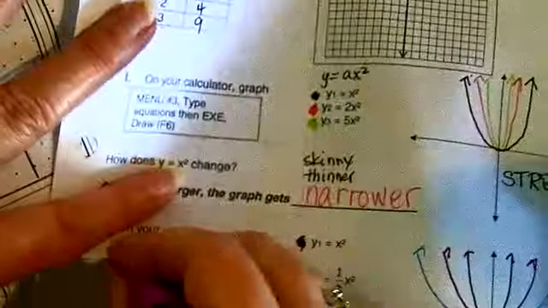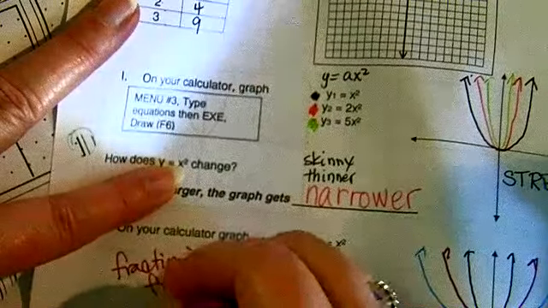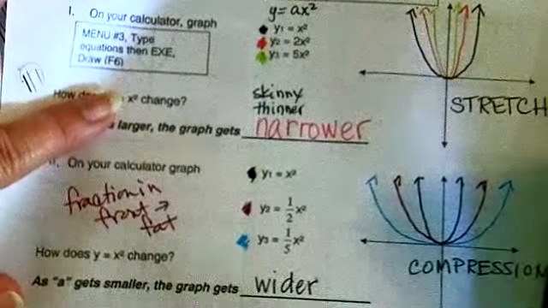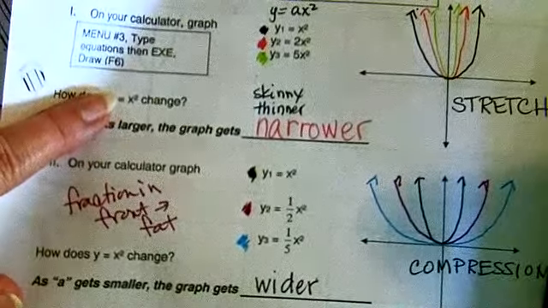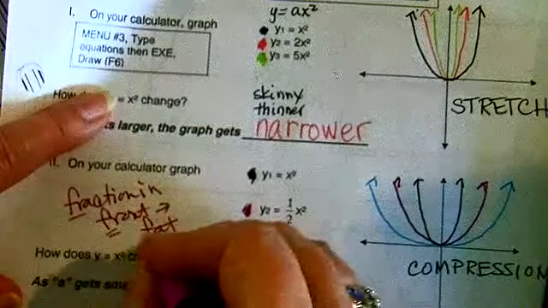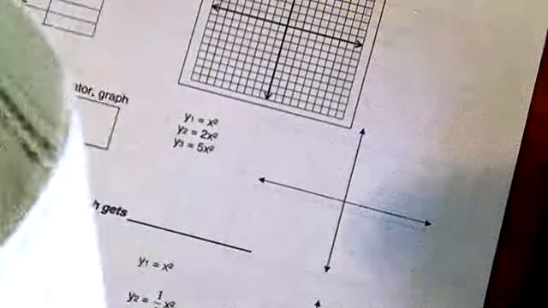So if you see a fraction in front, it makes it fat. A fraction in front makes it fat. And the alliteration of that might help you. It's just a parabola. It's not personal. We can call it fat. Don't call me fat, but I am. Anyway, that's neither here nor there.